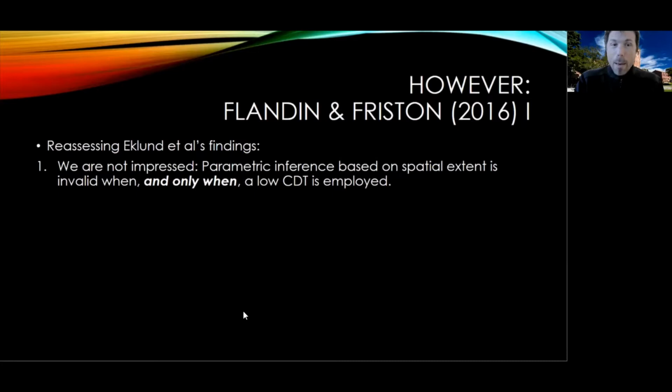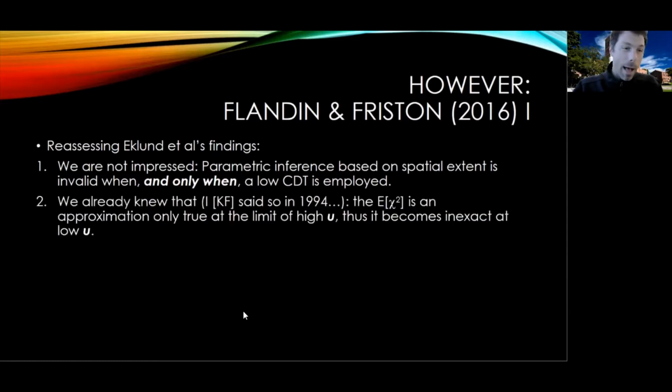Because look, think of it. Parametric inference based on spatial extent, so the Gaussian random field theory type cluster inference, is invalid only when you use a low threshold. If you use a high threshold, it's perfectly valid. In fact, we already knew that, says Carl Friston. I kind of said so in 1994 when I put out this approach.